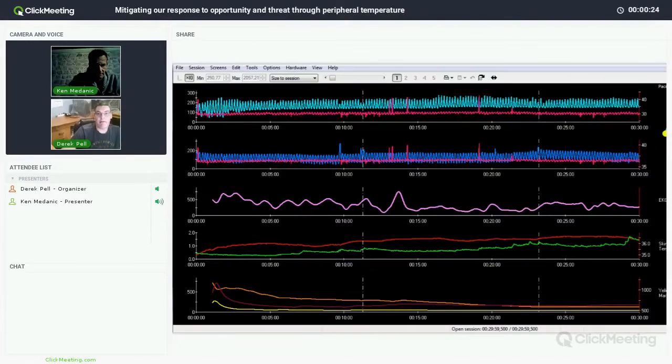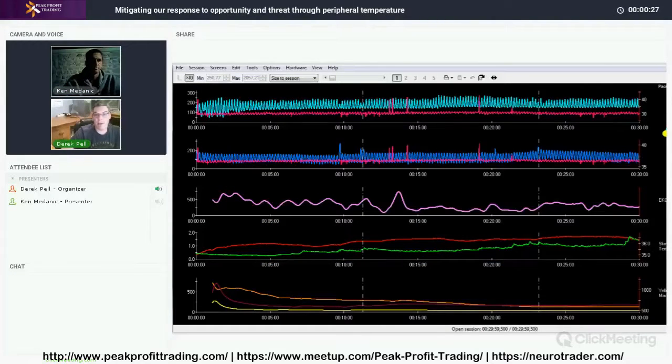What we're really trying to achieve here is to get consistent in our trading, and to do that we look at biodata and several different aspects of biodata: temperature, breathing, heart rate, that kind of thing. So Ken will tell you more about that.